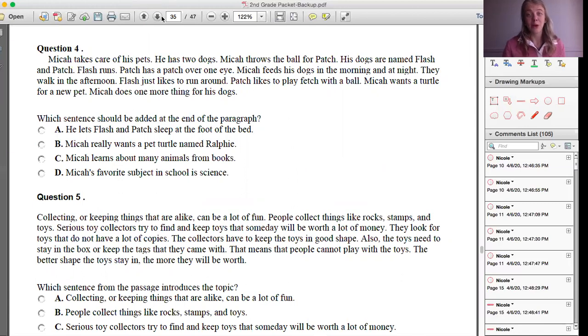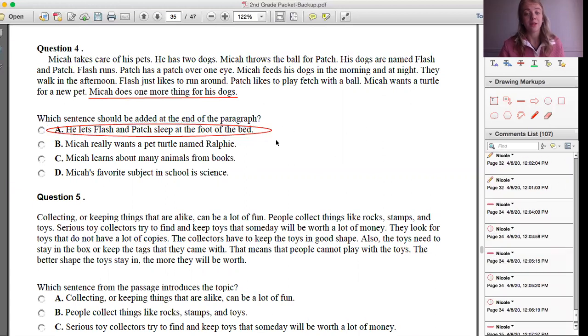So this paragraph may seem like it's all over the place, but if we read the last sentence, Micah does one more thing for his dogs, we're going to need to end this paragraph with a sentence about his dogs. And the only choice that we have here is A. He lets Flash and Potch sleep at the foot of the bed. If we go into a sentence about his pet turtle named Ralphie, that doesn't really make sense. We need to hear one more thing about his dogs, and that is that he lets them sleep at the foot of the bed.